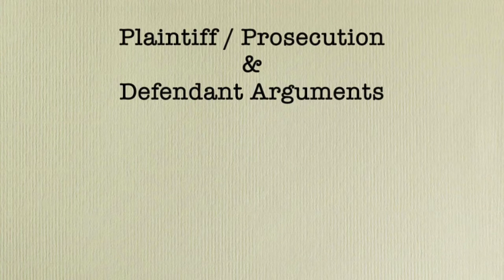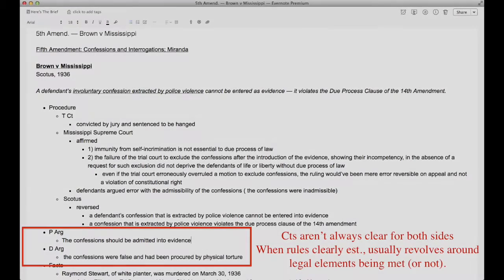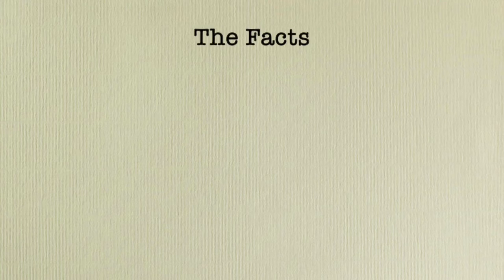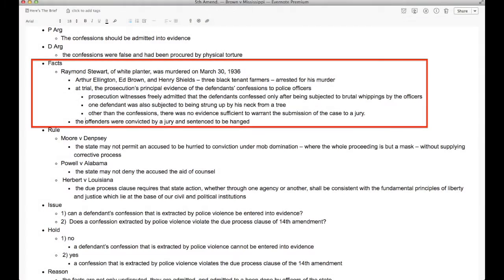The P arguments and the D arguments are essentially two sides of the same coin. It's a summary of each party's stance on the main issues in the case. The facts are what happened between the parties leading up to the case. In fact, they're what caused the case.